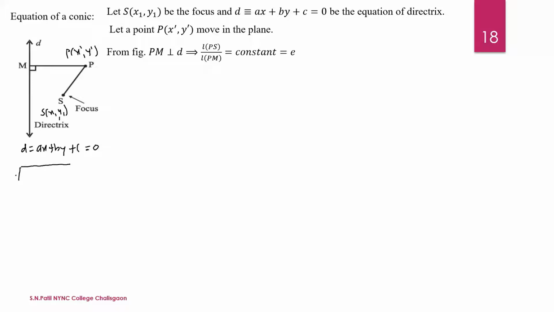That is, the length of PS is equal to the square root of (x' minus x1) squared plus (y' minus y1) squared. Okay, this is the length of PS. Similarly, we calculate the length of PM. Okay, we know the formula.